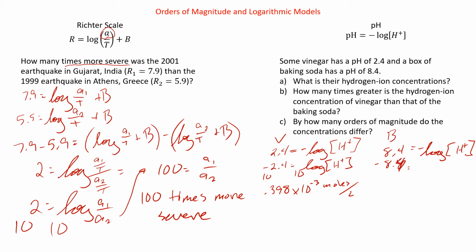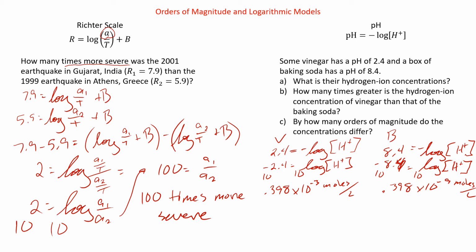8.4 equals the log of the hydrogen ion concentration. Then we can go 10 to the power, 10 to the power. And so in this case, we're going to get about 3.98 times 10 to the negative 9, or 0.398 times 10 to the negative 9 moles per liter. And so that was A. That was what is their hydrogen ion concentration.